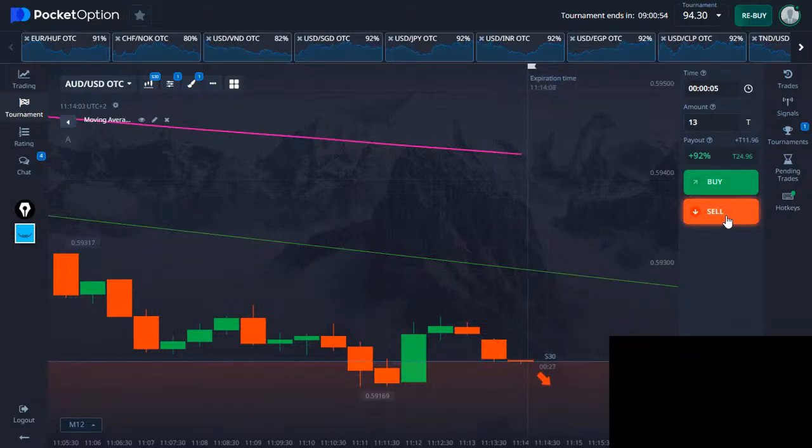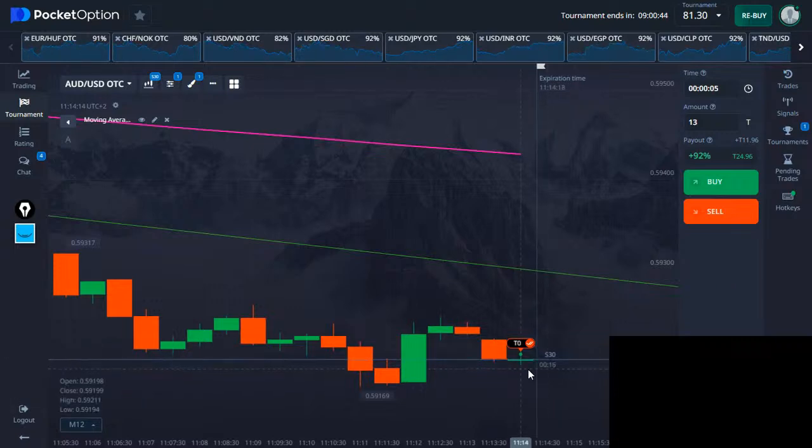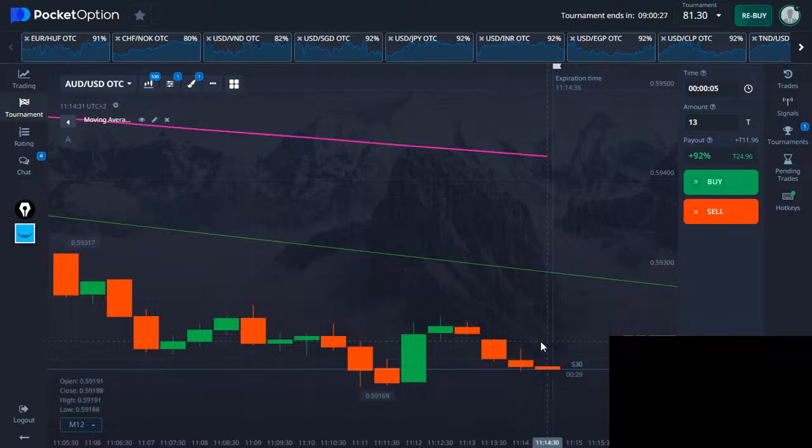Okay, let's see. We have red. I'll go for sell. 10 seconds, 10 seconds would have been a win on this one. Fuck, man. So we already, if we had a 10 seconds expiry time, we already mitigated 4 losses.